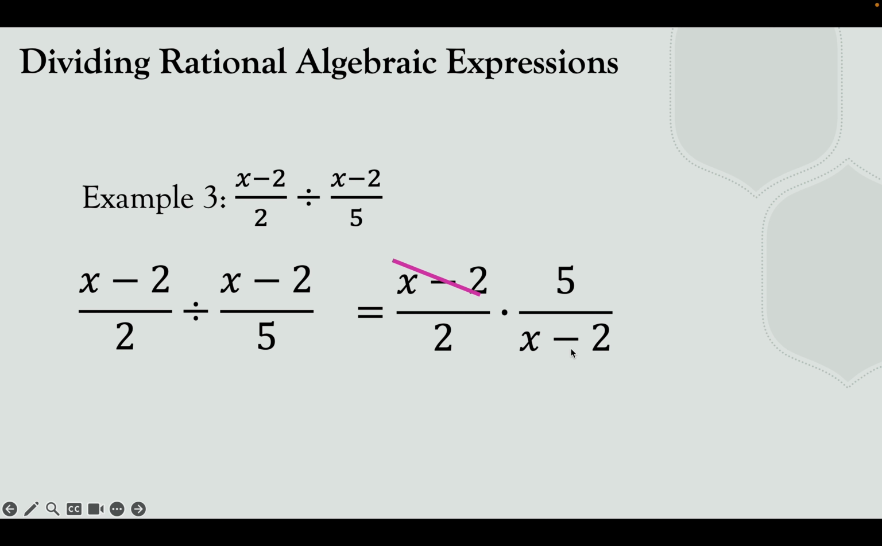Now, notice that we can cancel out the x - 2 and x - 2. It will turn out to 1 and 1. So the remaining value is 5. 1 times 5 is 5. 2 times 1 is 2. So 5 halves.